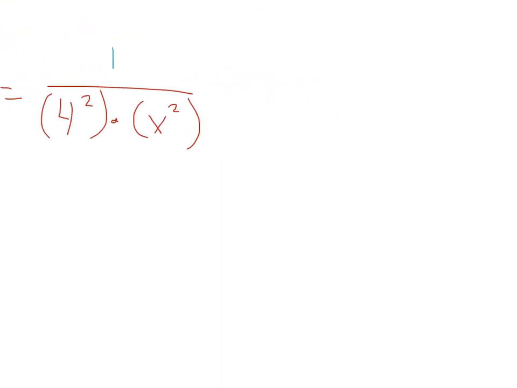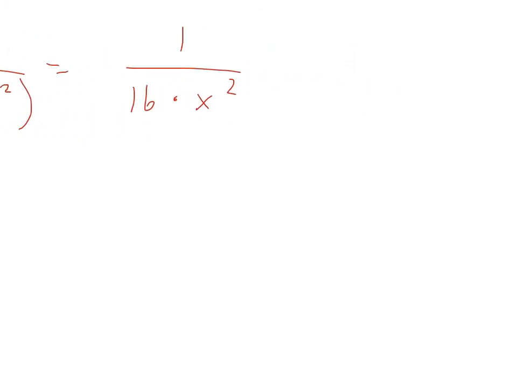So even simplifying this a little further, I could say this is like saying 1 over, well, 4 to the positive 2 is like saying 4 times 4, which is 16. And x squared, we could just write x squared. We could simplify it even a little further by saying 1 over 16x squared. I just got rid of that multiplication sign. I didn't need it there. And we would be done.